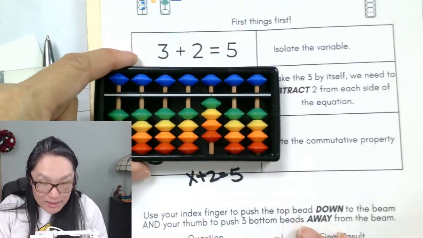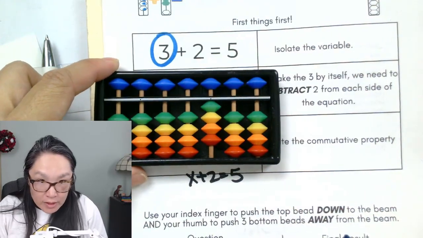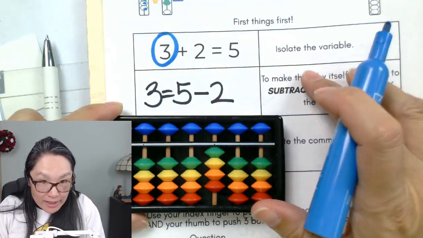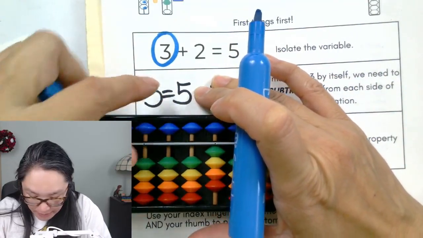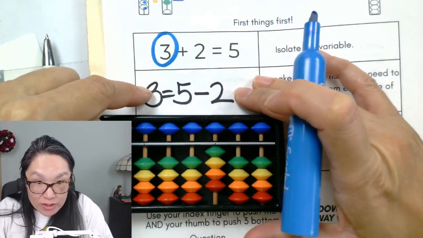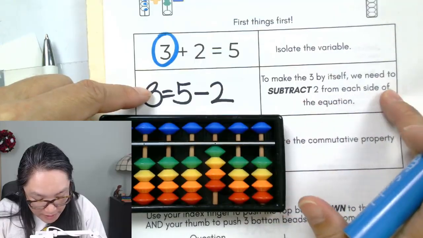We're going to isolate the variable. What variable are we going to isolate? We're going to isolate this 3. To isolate the 3, we need to make it by itself. Notice if I make it by itself, then I can't anymore. 5 is too much. I need to minus the 2. So here it says we need to subtract 2 from each side of the equation.